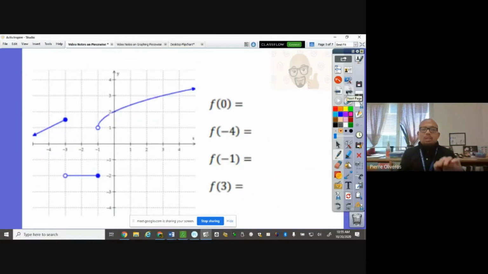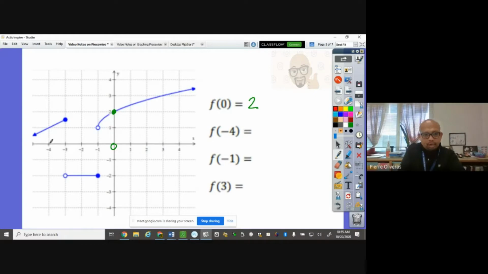I would like you to pause, copy the question, and work it out on your own. All right, there you go. I hope you tried, and let's see if your answers are right. So f of 0, 0 is right here. This is 0 of the x, and this is the green point. So the answer there is 2.